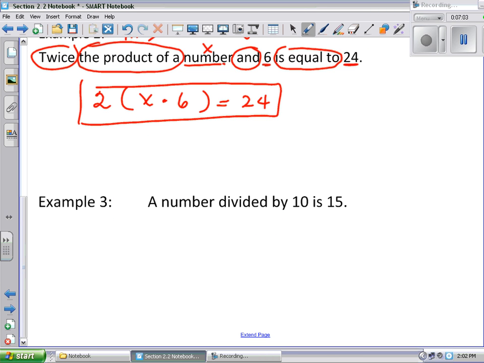A number divided by 10 is 15. So we have a number, which is going to be x. I'm underlining my numbers, and I'm going to circle my phrases. So I have a number x divided by 10 is equal to 15.